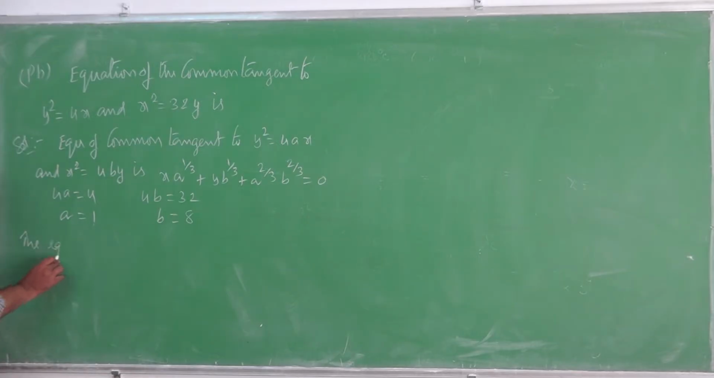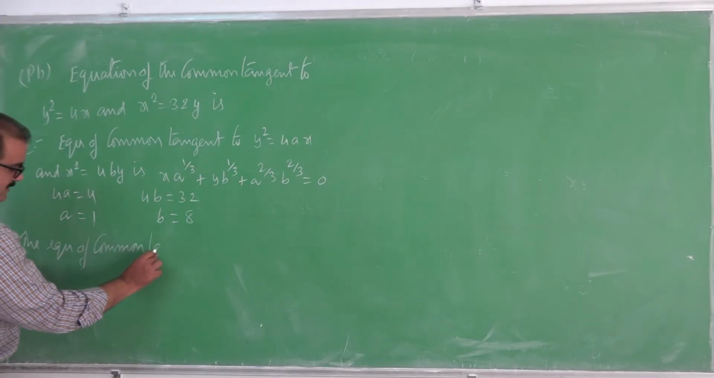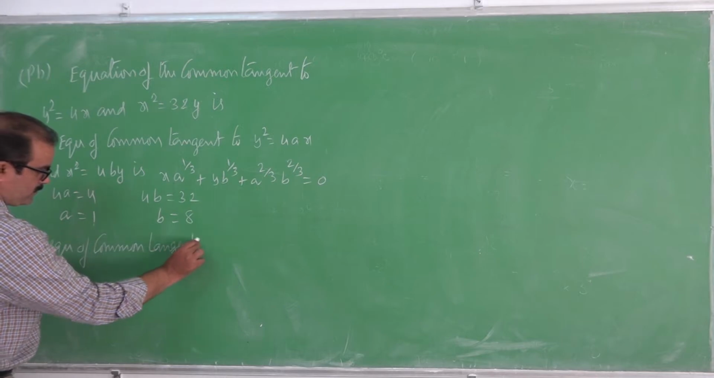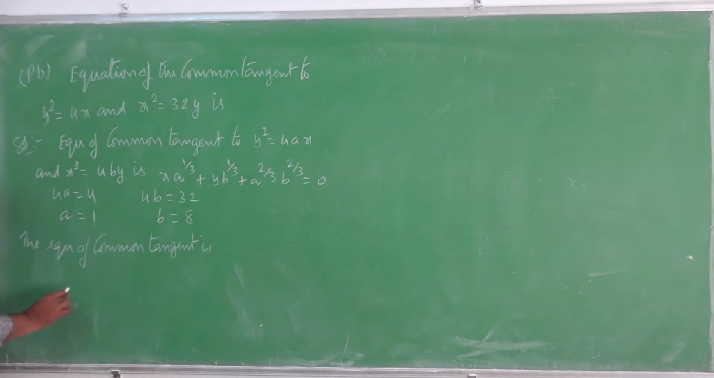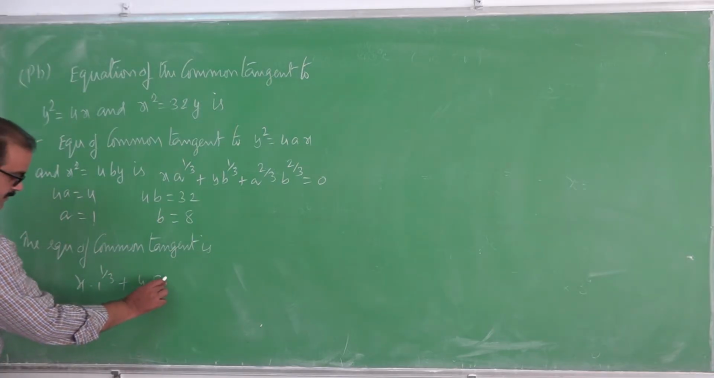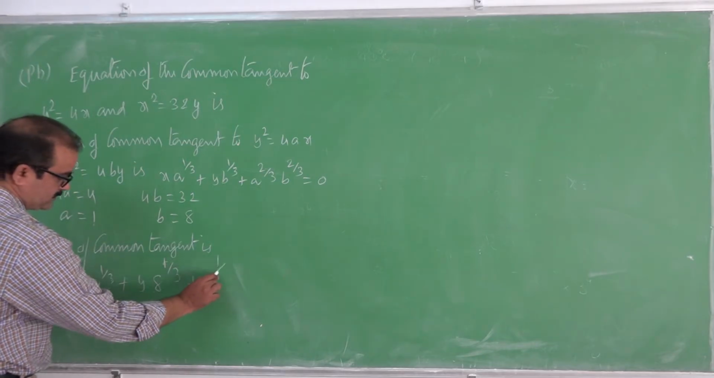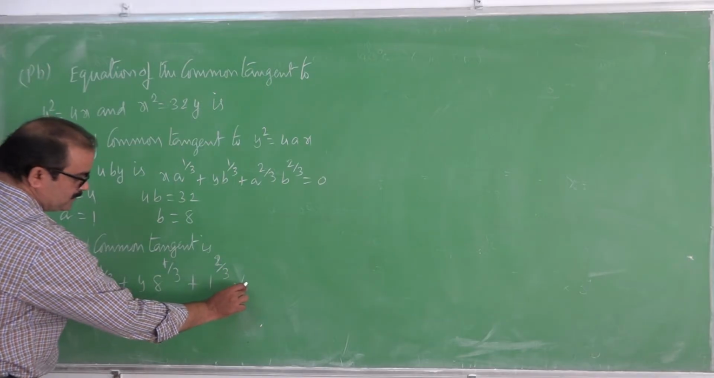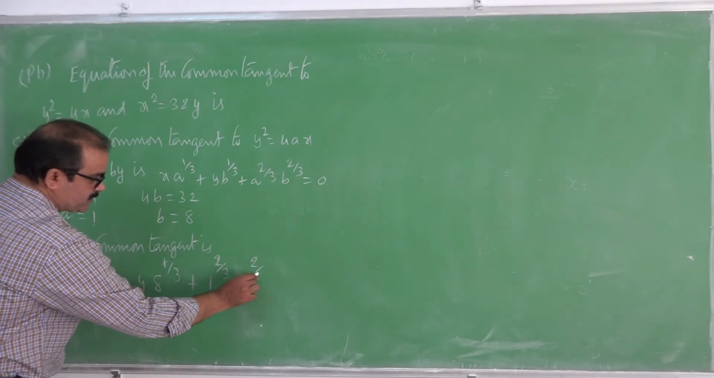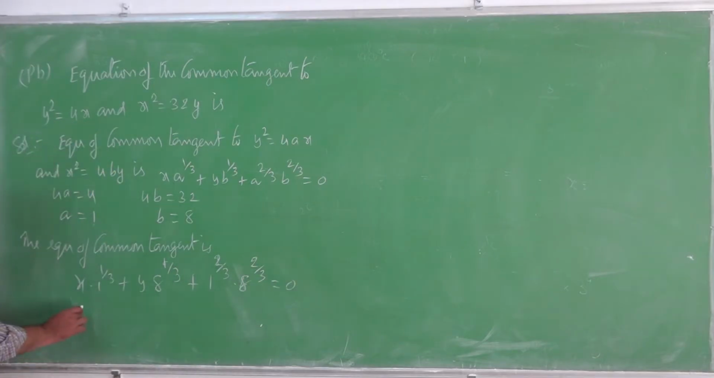Then the equation of common tangent is x into a power 1 by 3. What is a value? 1. 1 power 1 by 3 plus y into b. B is 8. 8 power 1 by 3 plus a power 2 by 3. 1 power 2 by 3 b. B is 8. 8 power 2 by 3 is equal to 0. 1 power anything? 1 plus.